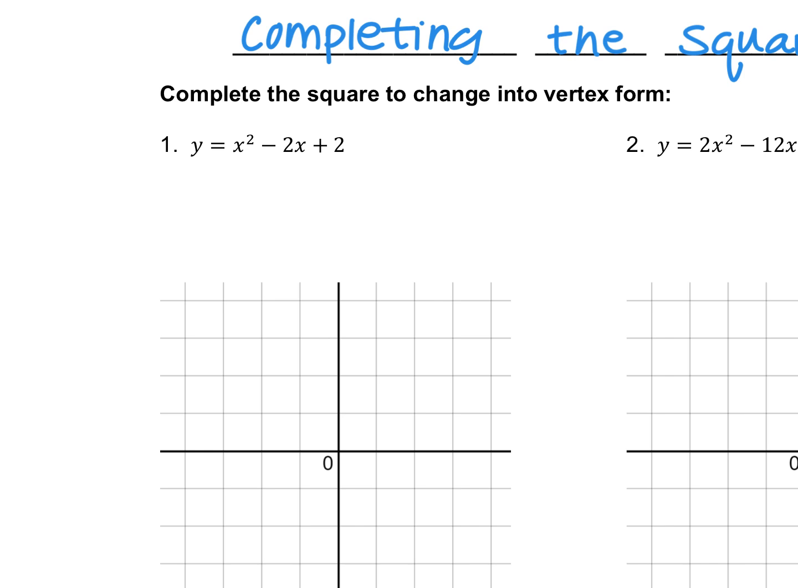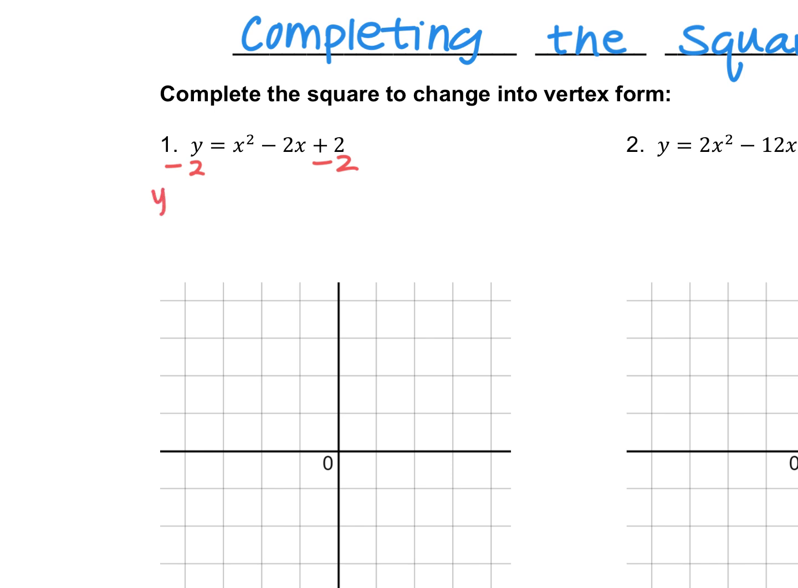Are we ready? All right, so for completing the square, our first step is always to move the constant to the other side. Normally with completing the square, we have 0 equals because we're solving. But this time, we're not solving for anything. We're just rearranging our equation so that it's in vertex form, going from standard form to vertex form. So this y is going to stay.